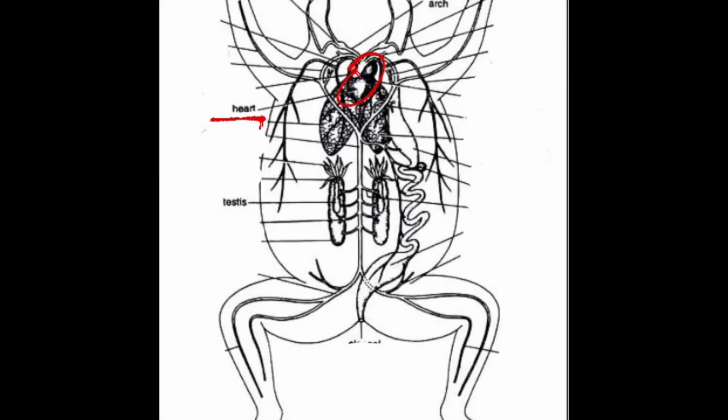And lastly, the heart. It is a hollow pear-shaped muscular organ which is situated in the anterior part of the body. The heart pumps blood throughout the toad's body. That's why it is important.